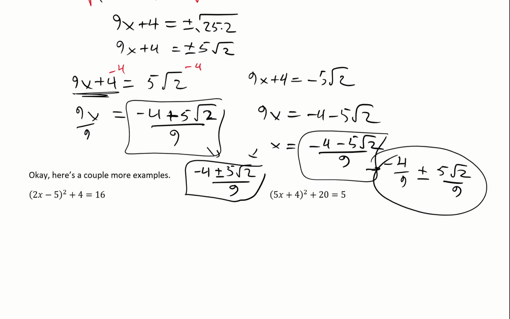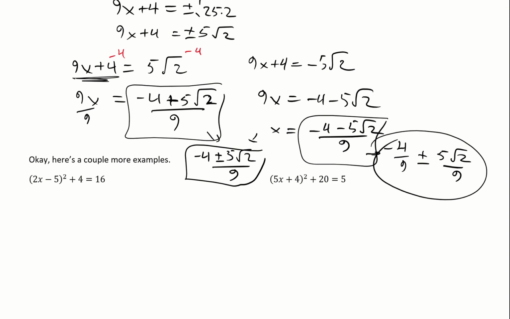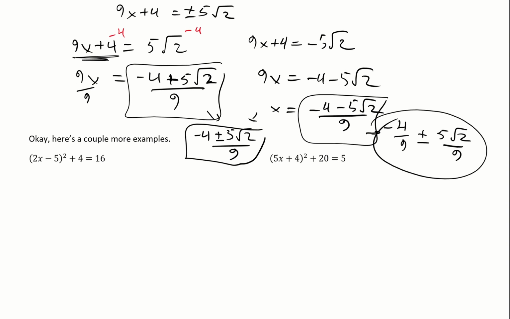Okay, let's try this. You can pause it, try these guys, and then I'll catch up with you. One thing I didn't say to you guys: move this 4 over before you square root both sides. If I square root as is, I've got the plus 4. That's messed up. So you're going to want to isolate the squared thing first. That makes sense?